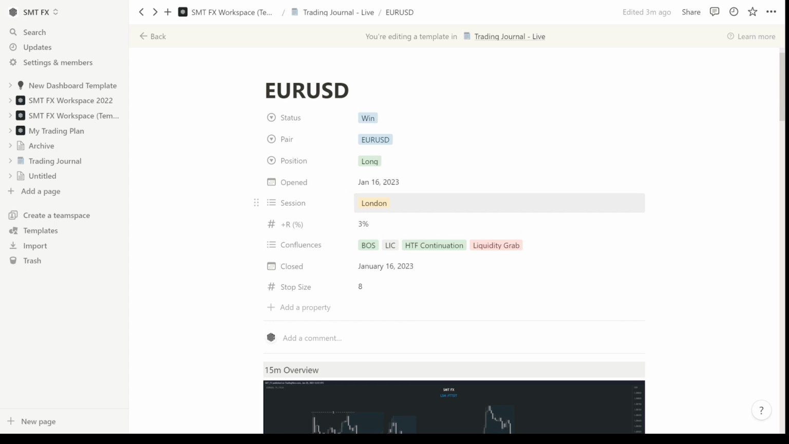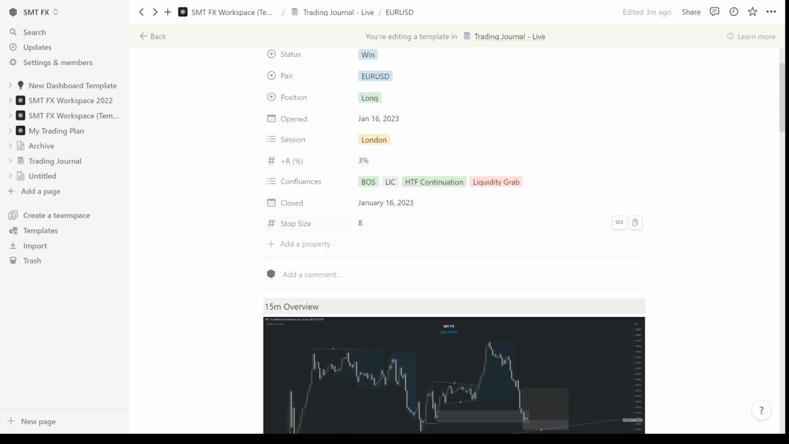The session was the London session. I secured 3%, and if you imagine, I didn't quite close out at 4R or 4% because by the time I managed to open up MT4 and close partial trades, it retraced a little bit. And then the 80% close worked out around about 3%. So the confluences for the trade, I've just selected the confluences. So we have breaker structures, liquidity inducement candle, higher time frame continuation, liquidity grabs. And then the stop loss size, I used 8 pips for this stop loss.